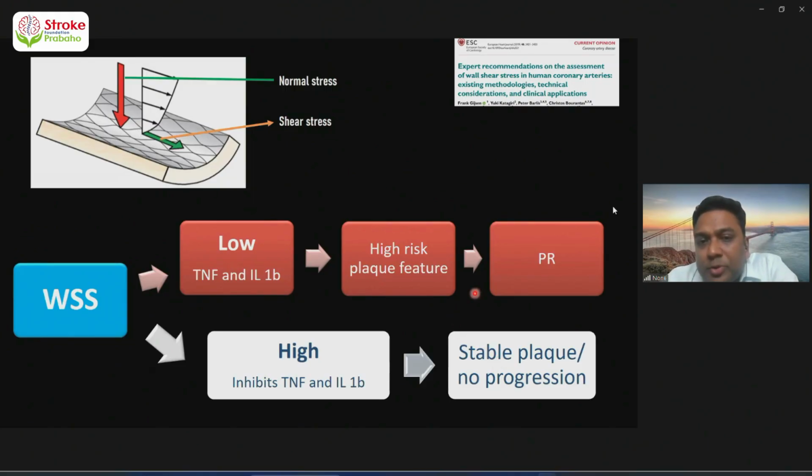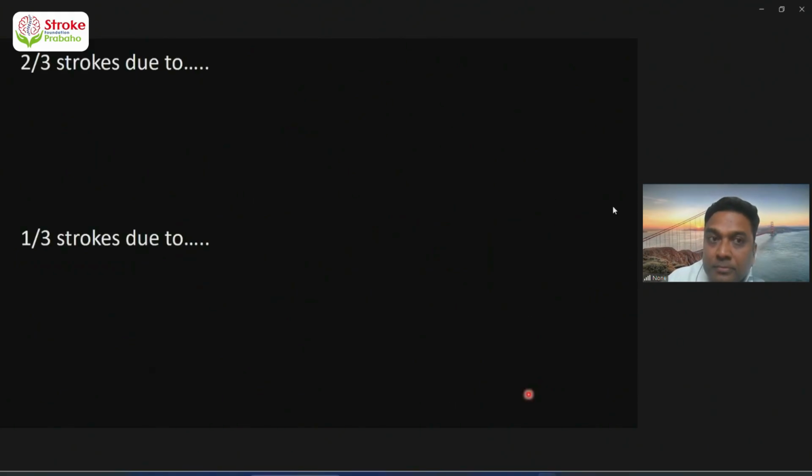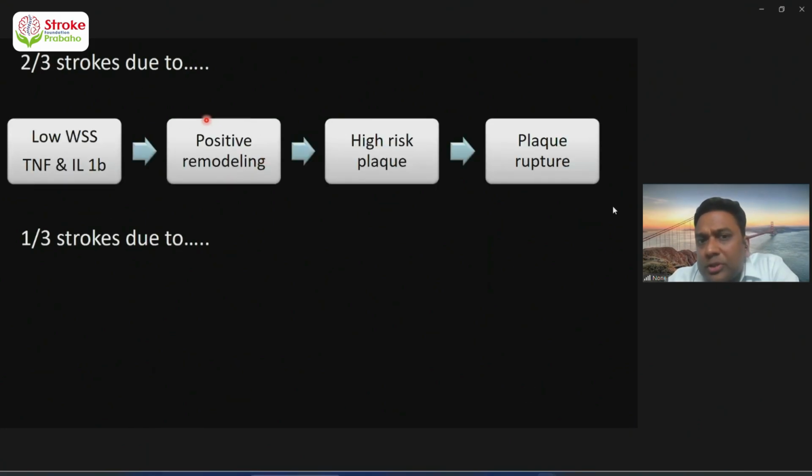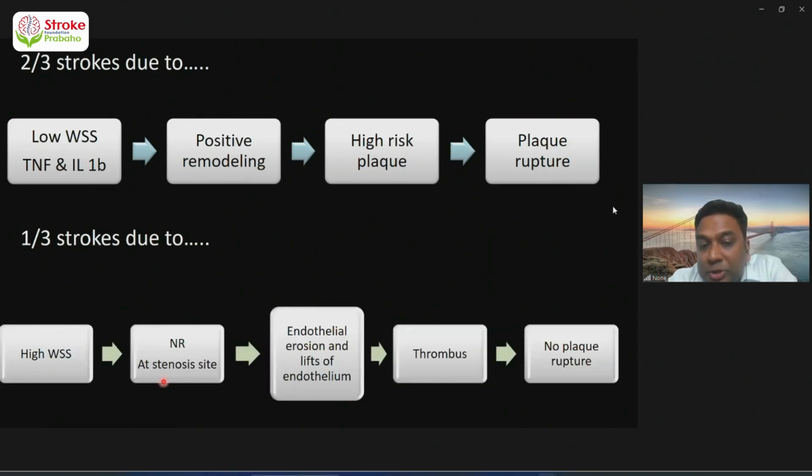The mechanism of stroke in positively remodeled plaque is quite different. Two-thirds of strokes are due to positive remodeling, which means a high-risk plaque: the plaque ruptures and causes a stroke. And one-third is due to high wall shear stress. This is a fibrocalcific plaque. The artery is narrowed down, the endothelium is eroded, thrombus forms on the surface of the plaque, and that embolizes.